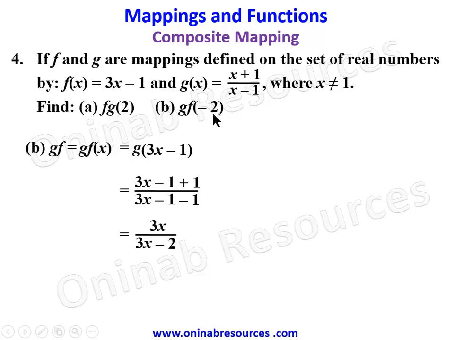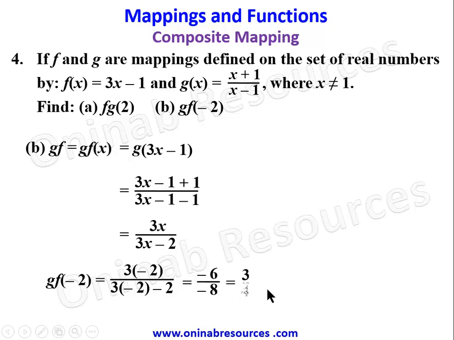Also, we go ahead to substitute in negative 2 in the function. So we have gf of negative 2 to be 3 into negative 2 over 3 into negative 2 minus 2, which will give us negative 6 over, 3 times negative 2 gives negative 6, minus 2 gives negative 8. So simplifying this to the simplest form, we have our final answer as 3 over 4. And that is the end of the solution to problem 4.